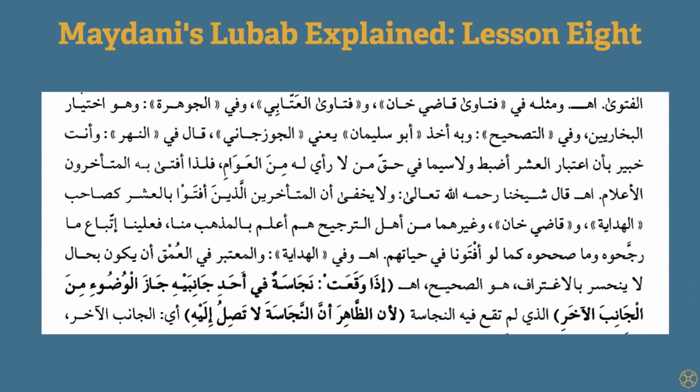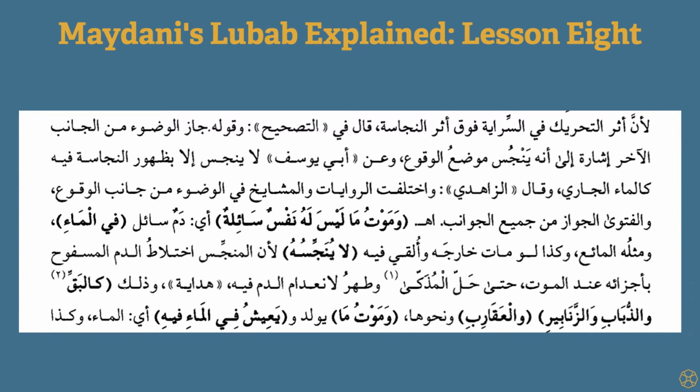وإذا وقعت نجاسة في أحد جانبيه جاز الوضوء من الجانب الآخر الذي لم يقع فيه نجاسة, right? Very clear, right? So najasa falls on one side of this large pond, you go to the other side where it hasn't, and it's fine. لأن الظاهر أن النجاسة لا تصل إليه, because the apparent, and we build ahkam on the apparent, is that the najasa, when it falls into one side, won't reach الجانب الآخر, the other side.